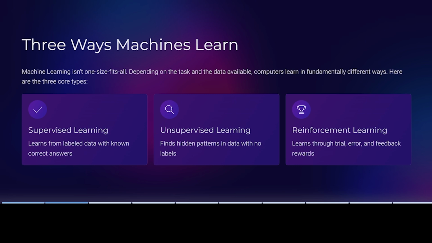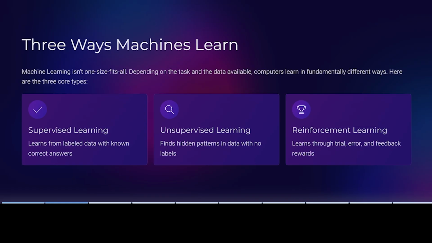Guys, just think about how humans learn. Sometimes we learn from teachers who give us answers, sometimes we learn by observing patterns ourselves, and sometimes we learn through experience or through mistakes. Machines also learn in a very similar way. That's why machine learning is divided into 3 main categories: supervised, unsupervised, and reinforcement learning.